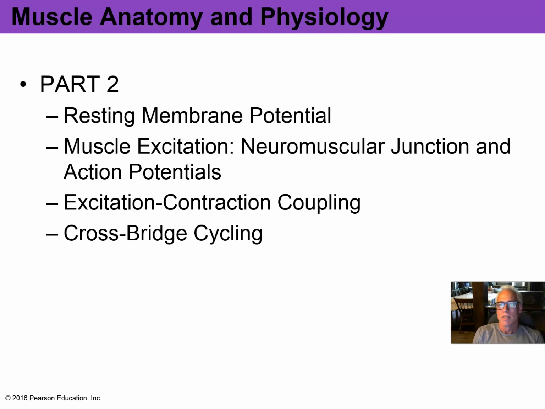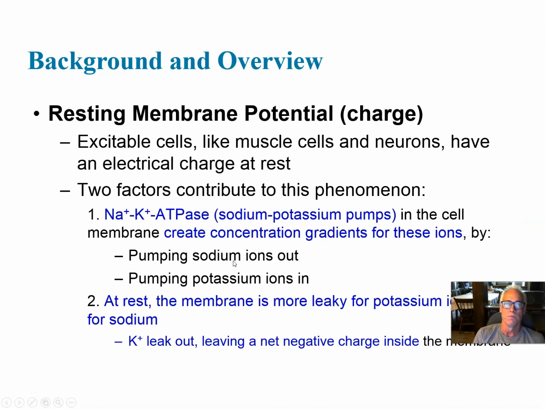We'll also talk about excitation of a muscle cell, and that involves changing that electrical charge on the membrane momentarily, and then that will introduce some changes inside the cell called excitation-contraction coupling. And indeed, the ultimate thing that we want to see happening is contraction of the cell. Cross-bridge cycling is a series of biochemical events converted to mechanical events that will cause the cell to contract. All right. Let's check it out.